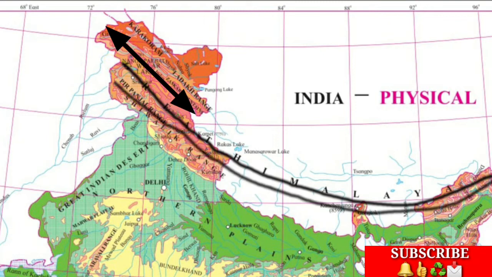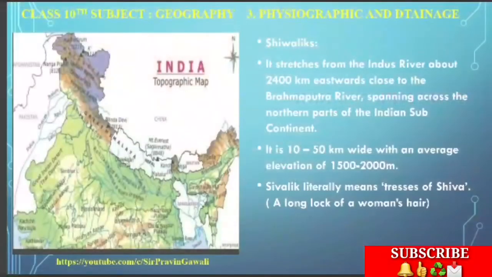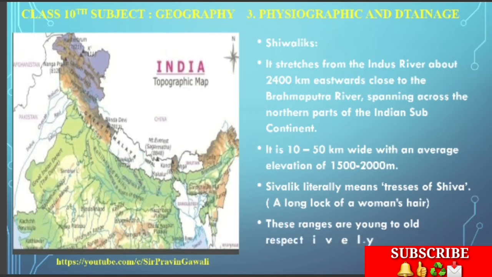Now students, let's try to understand the Shivaliks. It stretches from the Indus River about 2,400 km eastwards close to the Brahmaputra River, spanning across northern parts of the Indian subcontinent. It is 10 to 50 km wide with an average elevation of 1500 to 2000 meters. Shivalik literally means traces of Shiva, a long lock of a woman's hair. These ranges are young to old respectively.